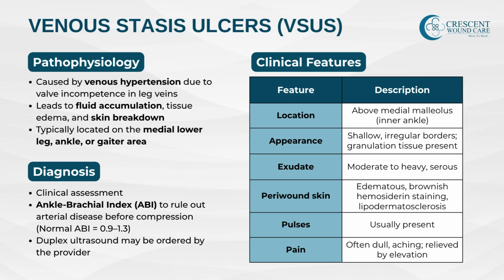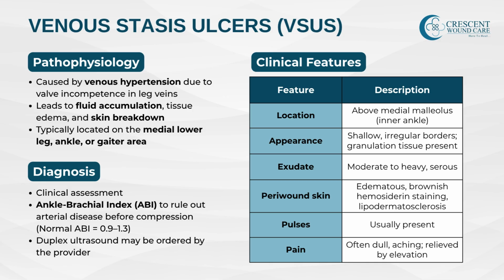So, how do we diagnose a venous ulcer? First, we do a clinical assessment. Look for swelling, varicose veins, and any skin discoloration around the ankle area. Then comes the ABI test, the ankle brachial index, to check arterial circulation. We need to rule out peripheral arterial disease before starting any compression therapy. An ABI between 0.9 and 1.3 is considered normal. If it's lower, we need to be cautious. We might also order a duplex ultrasound to check the blood flow through the veins.